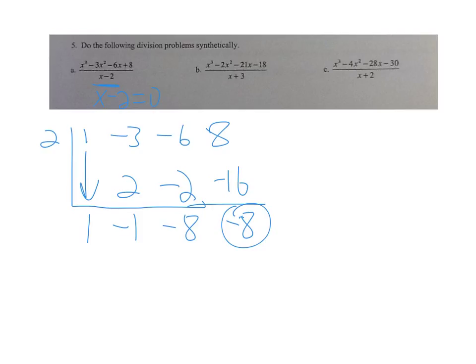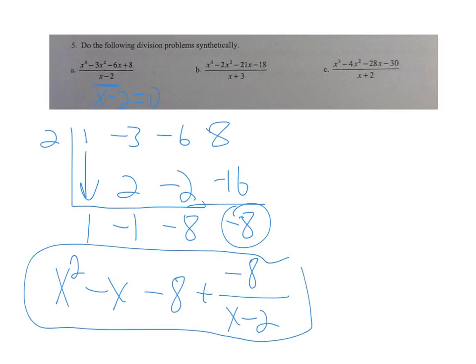Now, to get my answers, remember how we had to start with 1 power less than what we started with? So I'm going to write 1x squared minus x minus 8. Then I'm going to write plus a remainder of negative 8 over x minus 2. Doesn't get us very far, but it does help us get a little bit out of this, okay?